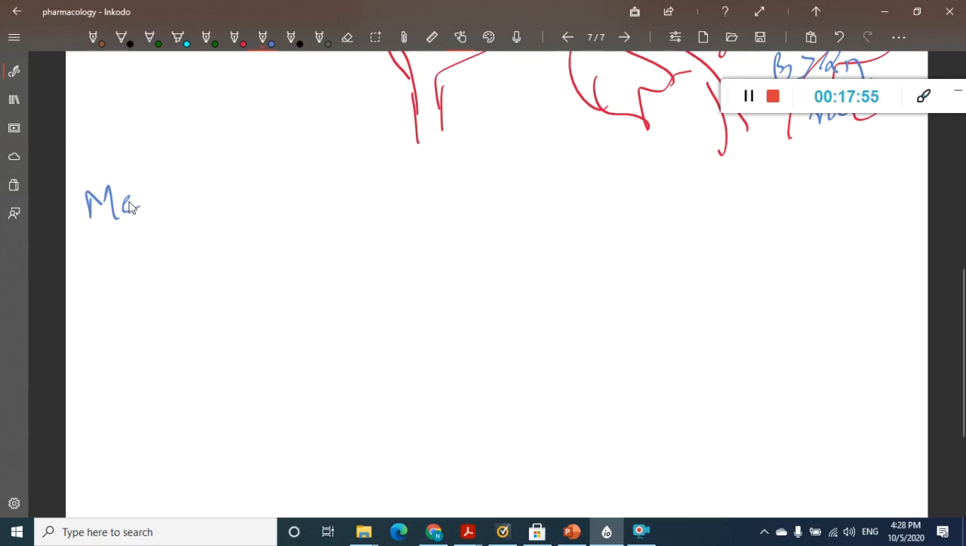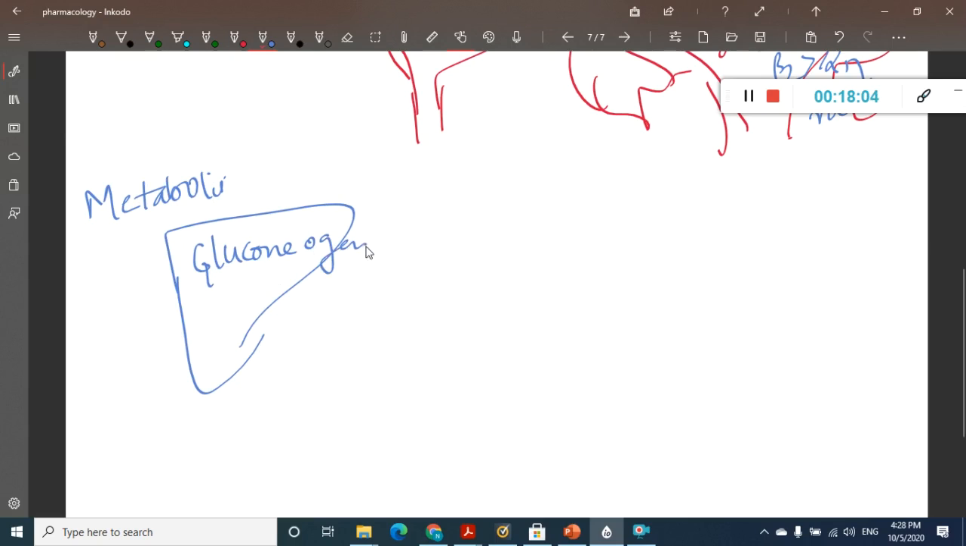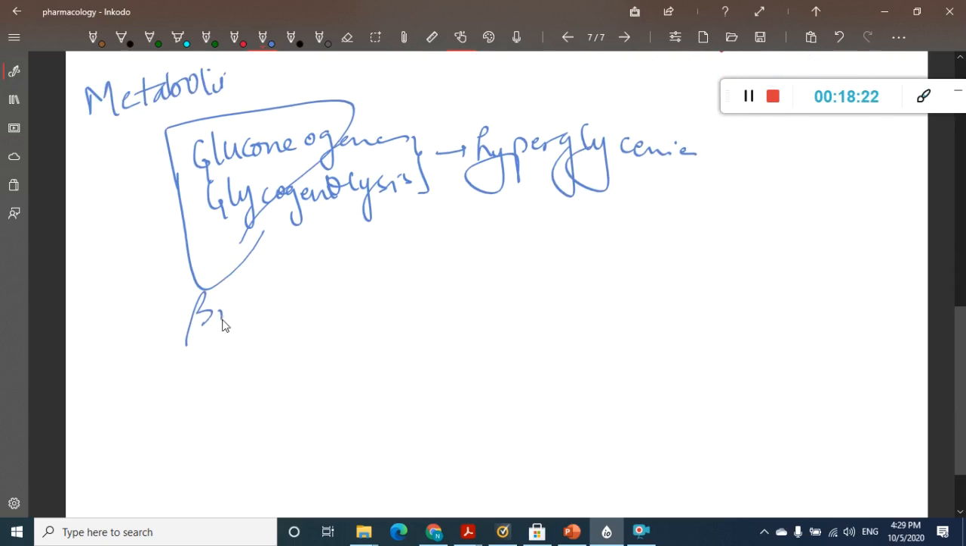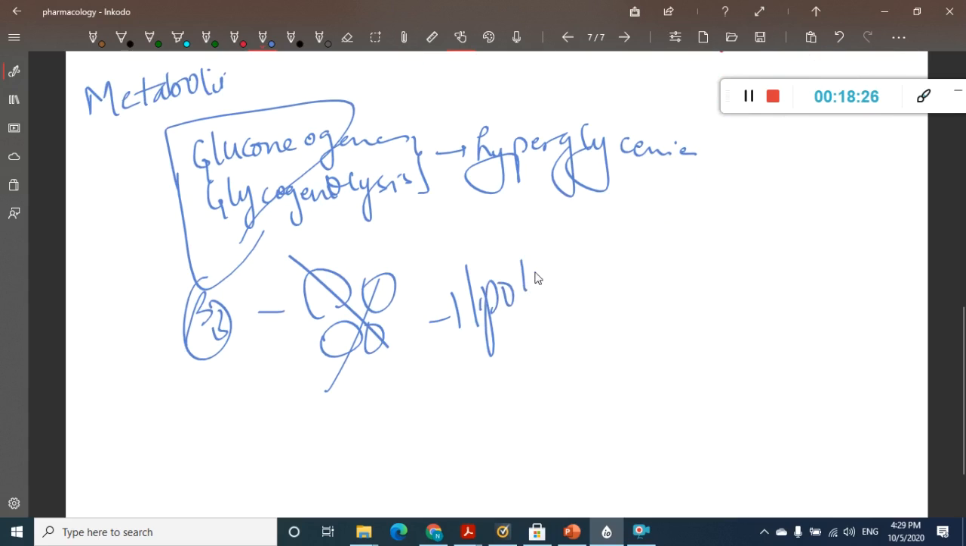Then in metabolic actions, first you have to see the liver. In the liver, gluconeogenesis and glycogenolysis occur. Both of these cause hyperglycemia. And if you see beta 3 receptors, these cause breakdown of adipose tissue, leading to lipolysis.